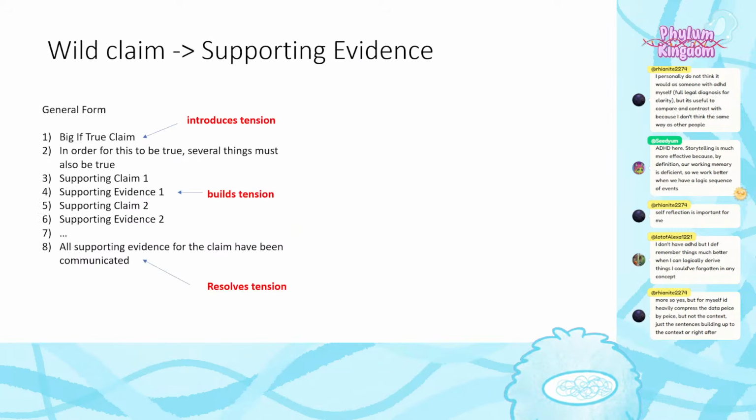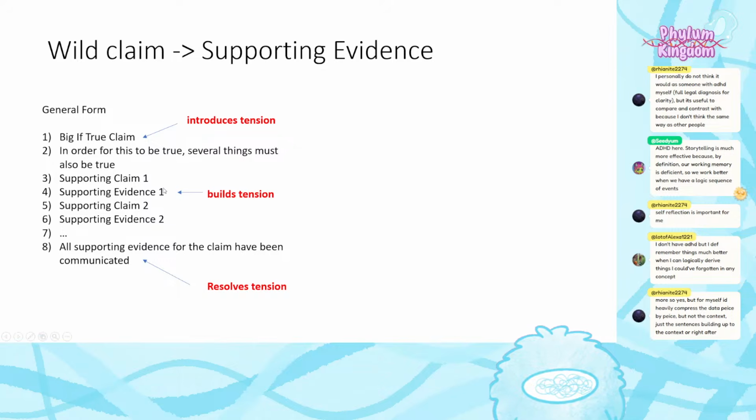Okay. So here's one structure that I can recommend you try. This is the thing I'm calling wild claim into supporting evidence. So here's how you do this. You start off with a big if-true claim, which introduces tension. There are stakes here. There's something big here. There's a daring claim, and it'd be really cool if this was true.